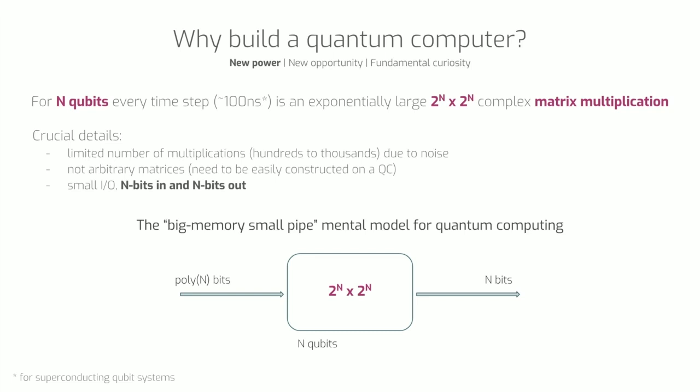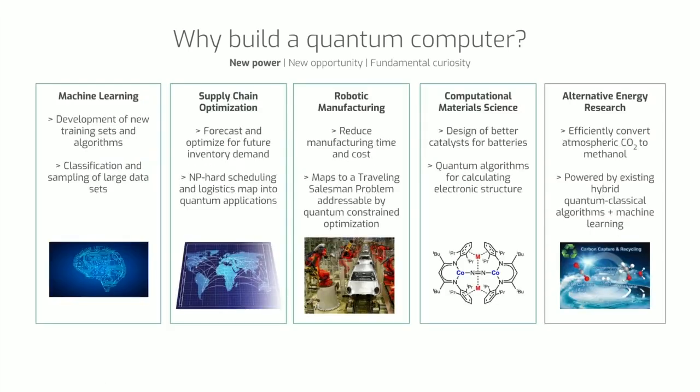So at the end of the day, we can put in maybe a polynomial number of bits, which describes the quantum program that's going into the computer. We have an extremely large model space in the middle, and then we get out some small number of bits. The problems that fit into this domain are ones that are interesting in the near term for quantum computers. And I'll talk a little bit about some examples.